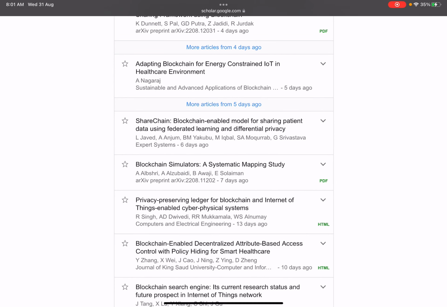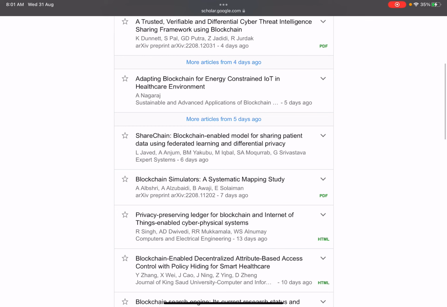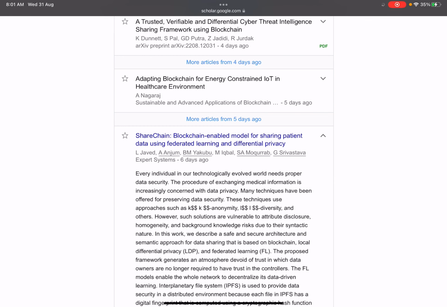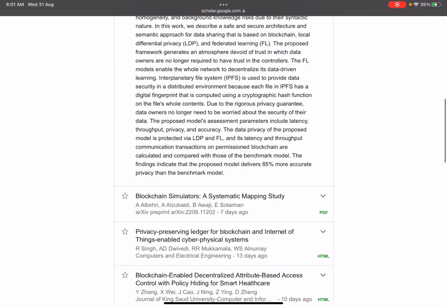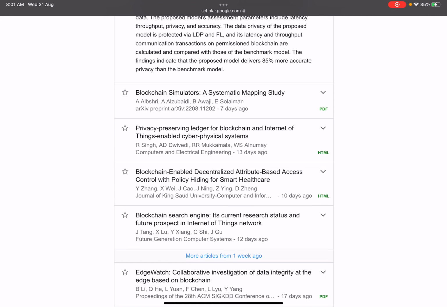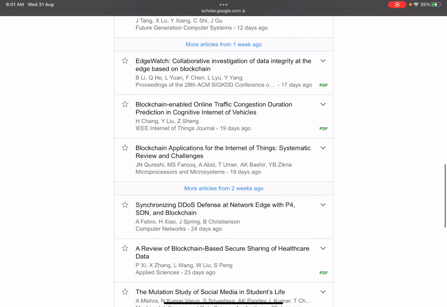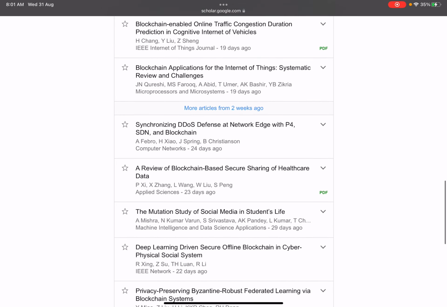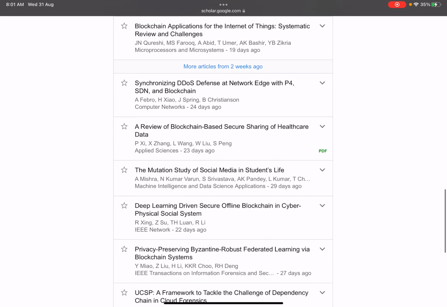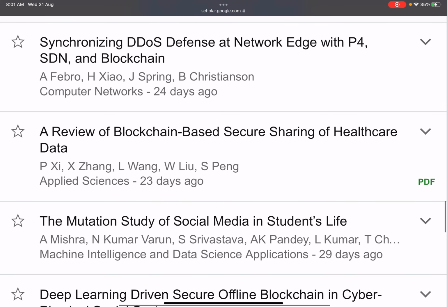Let's go for this. ShareChain, blockchain enabled model for sharing patient data using federated learning and differential privacy. Let's go for more. Do we have anything else other than blockchain? See, look at this. A review of blockchain based secure sharing of healthcare data.